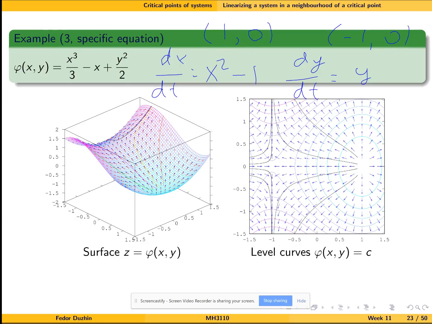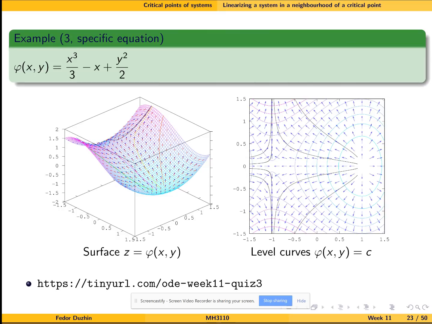Right? So here, you can try to continue, and you can try to play with arbitrary functions phi of x and y to figure out what is the general rule here. All right, so here is a little quiz for you.